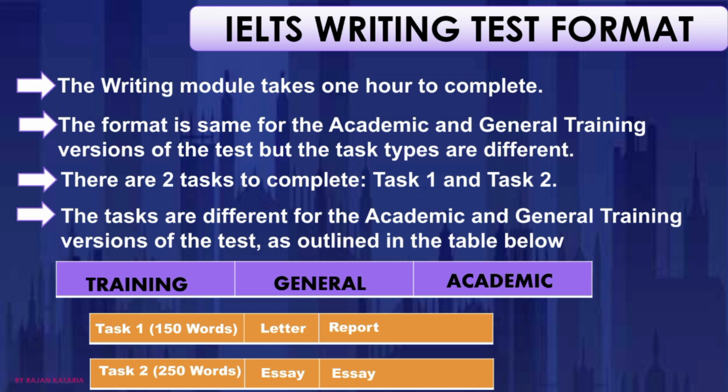For general training task 1, there is one letter to write, 150 words. On the other hand, Academic writing task 1, report, 150 words. General training task 2, essay writing, 250 words. On the other hand, academic writing task 2, 250 words essay.